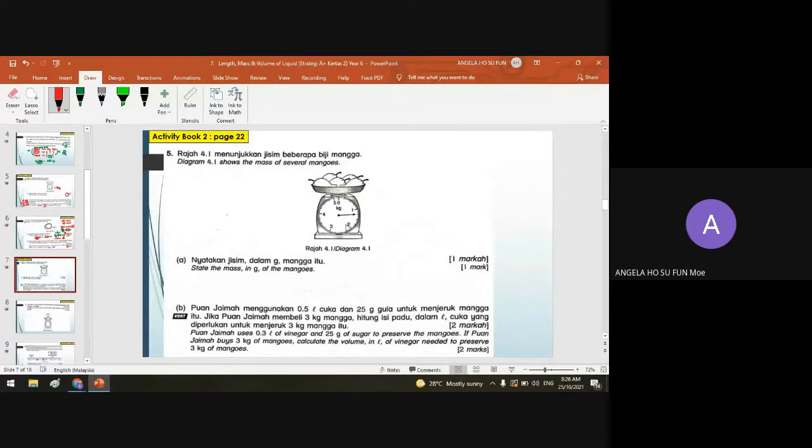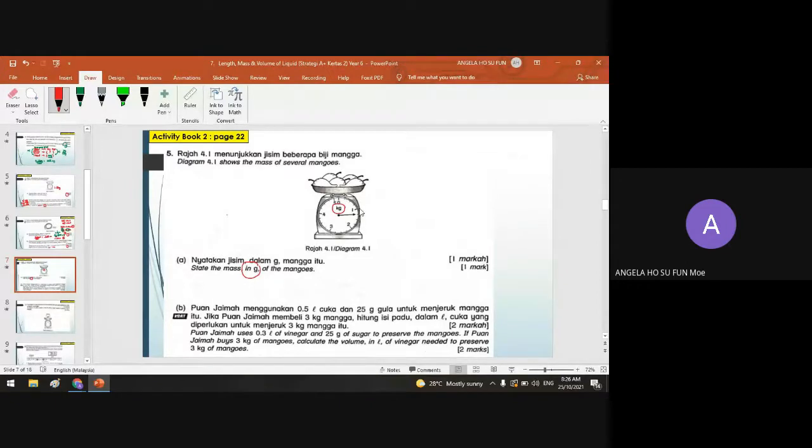All right, but the question says to state the mass in gram. Now this time they want it in gram. The mass of the mangoes, but the weighing scale here is in kilogram. First of all, you need to read properly. You have to know how to read this weighing scale properly.